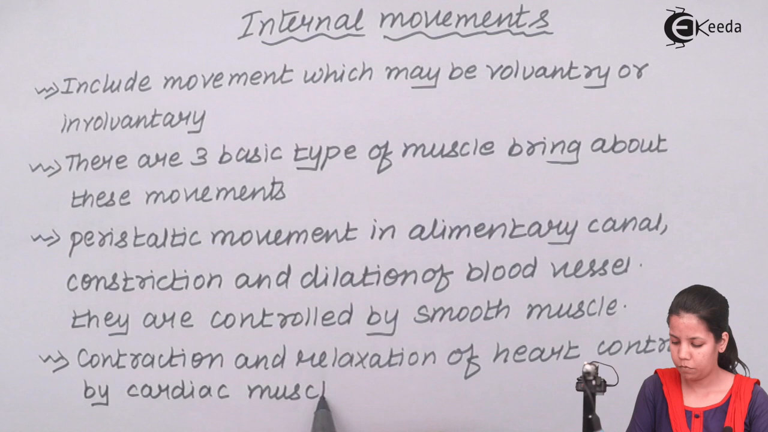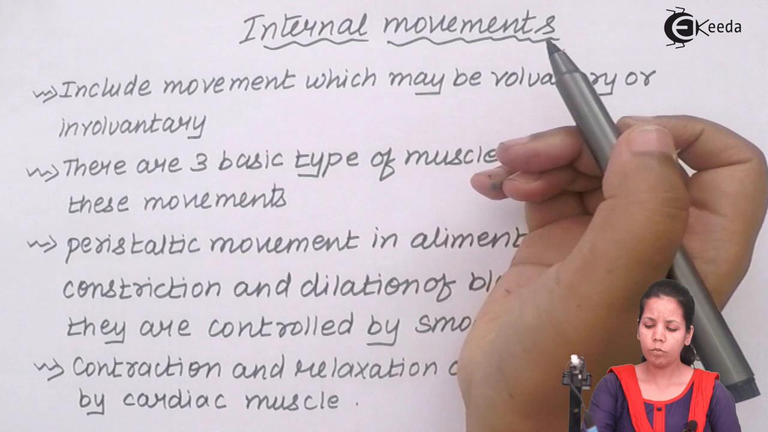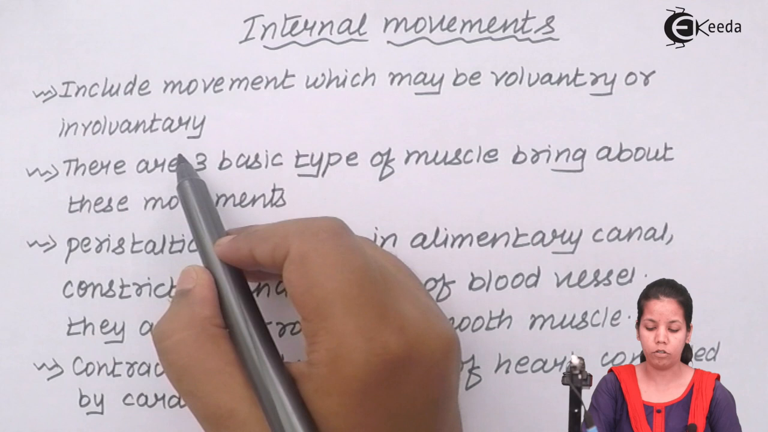So if we talk about internal movements, they can be with your will, that's voluntary, or without your will, involuntary. Now there are basically three types of muscles that bring about this movement.